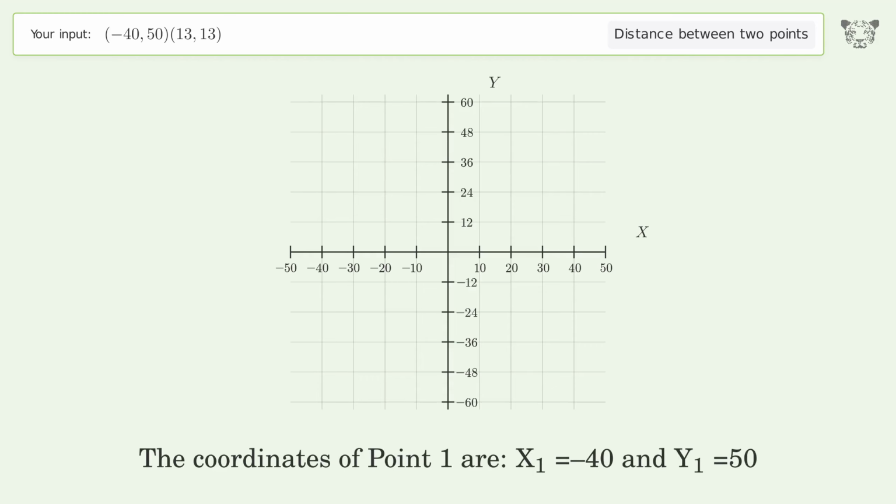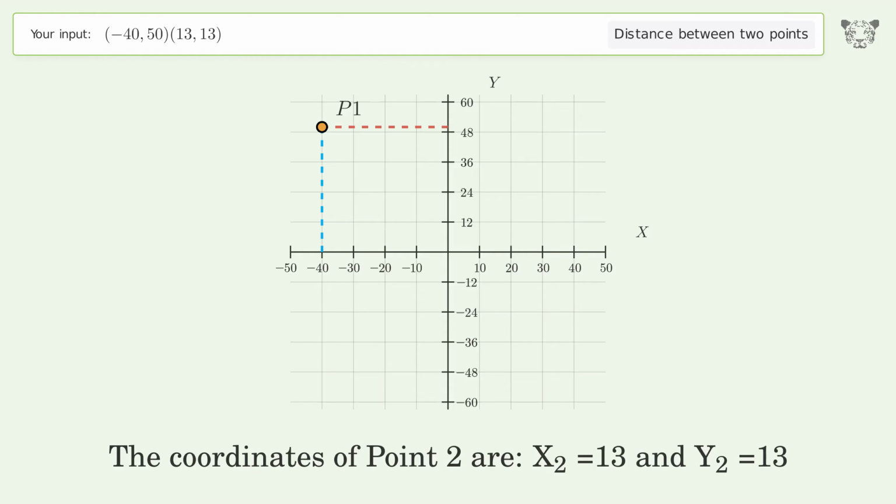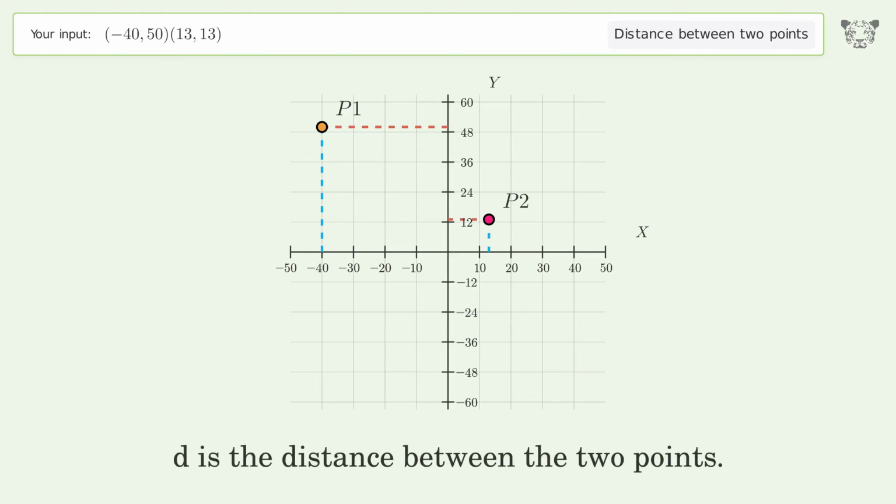The coordinates of point 1 are x1 equals -40 and y1 equals 50. The coordinates of point 2 are x2 equals 13 and y2 equals 13. D is the distance between the 2 points.